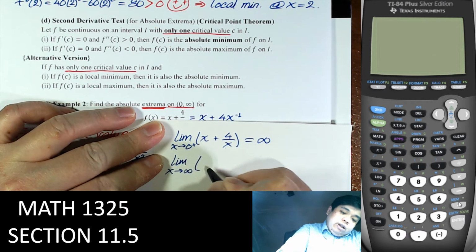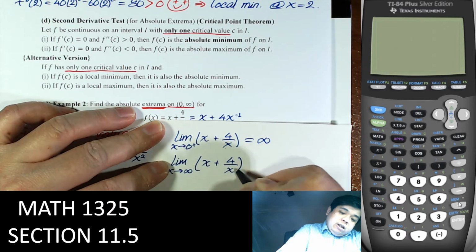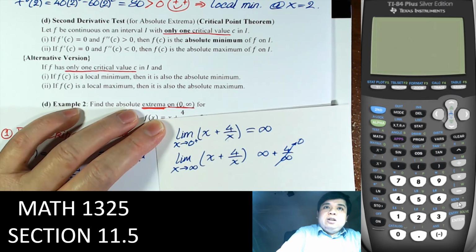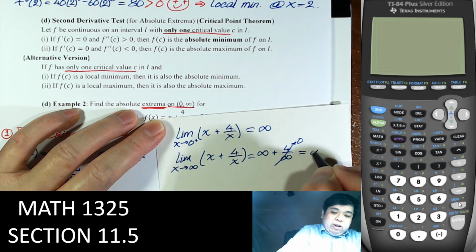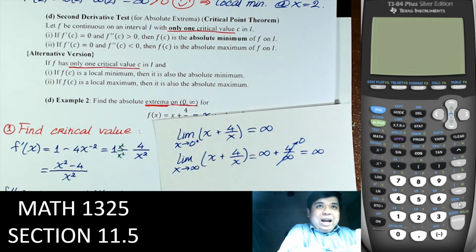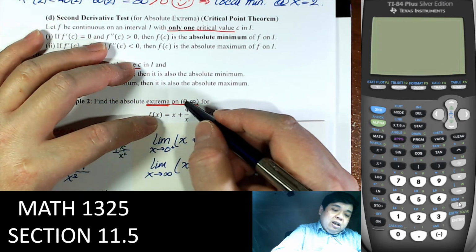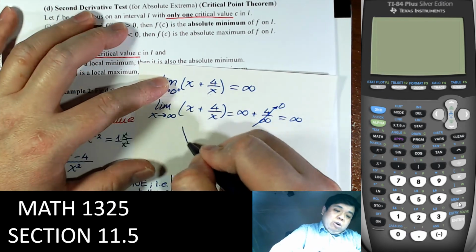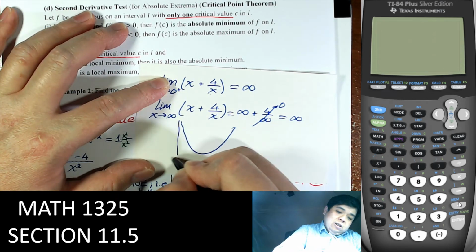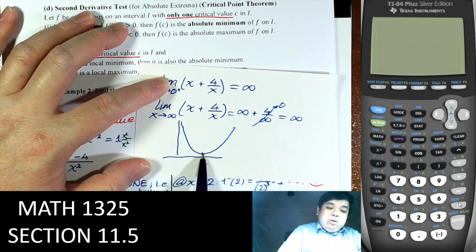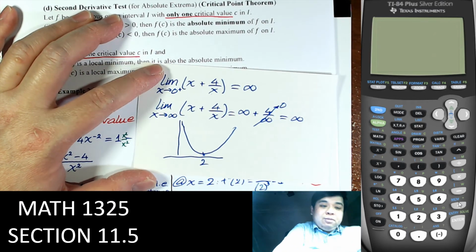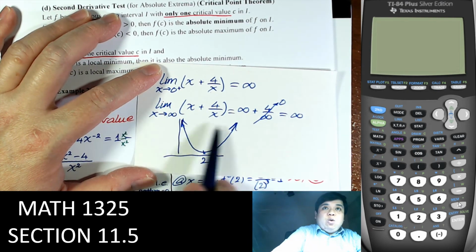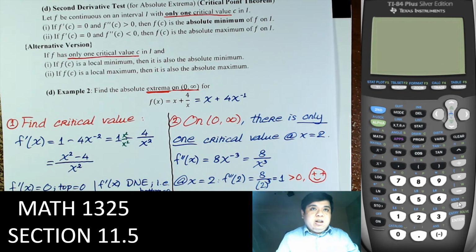When x goes to infinity, x plus 4 over x, now infinity plus 4 over infinity, which goes to 0. So that equals infinity. So in this problem, when x goes to 0 on the right side, it goes to infinity. When x goes to infinity, it goes to infinity. So we have the function like this. And with 2, there's a local minimum there. On the left side, it goes to infinity. On the right side, it goes to infinity. So that's why there's no maximum here, because it just keeps getting higher and higher.